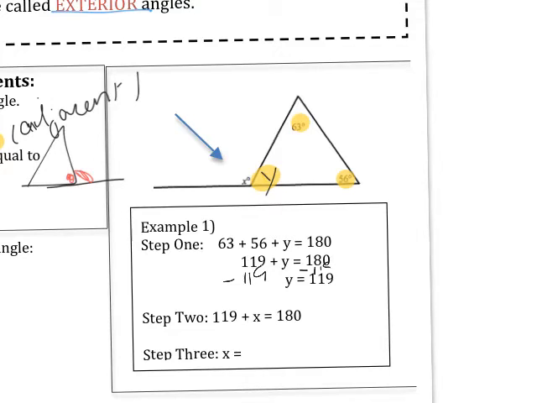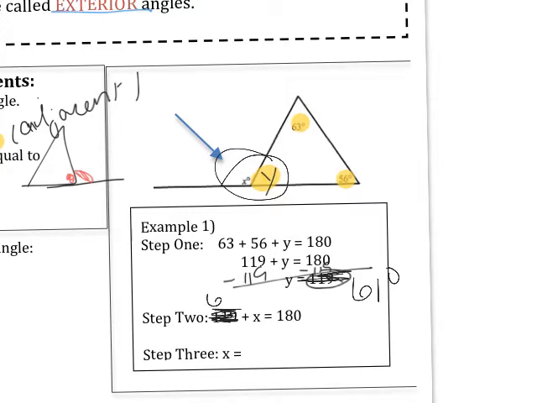Whatever you do to one side, you do to the other. And 180 minus 119, okay, there's a typo. So, let's undo this part. It's not going to let me erase. All right, so we subtract from each side, and y is actually going to be equal to 61 degrees.